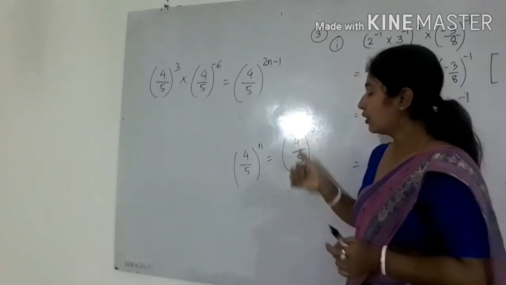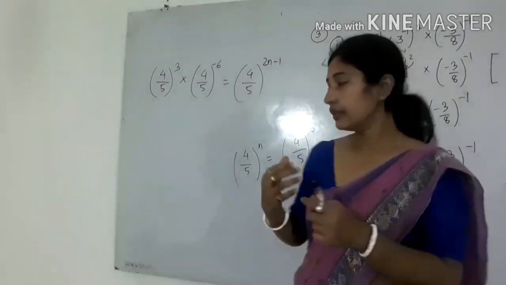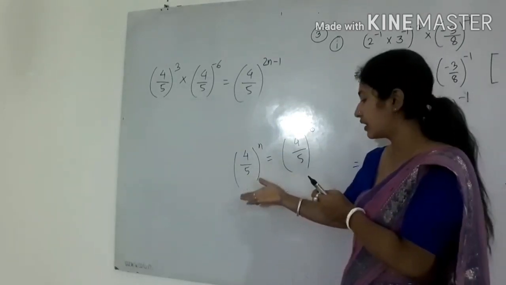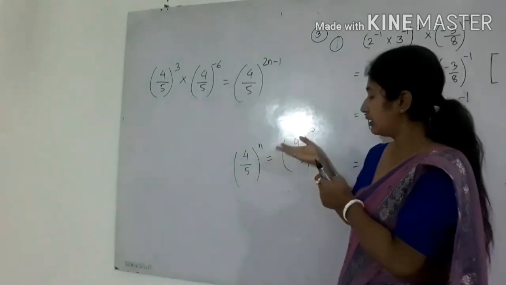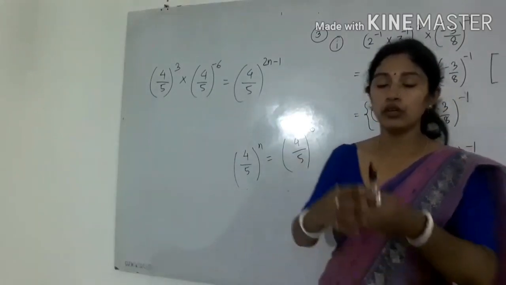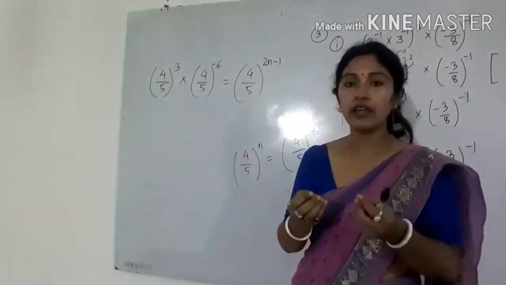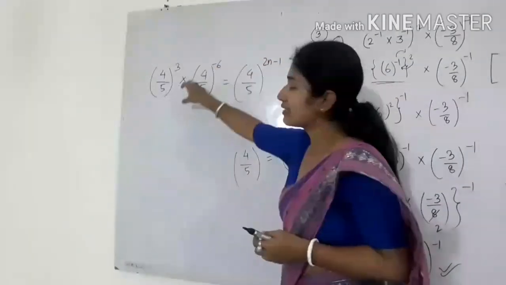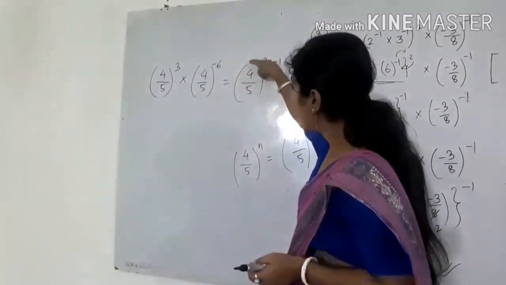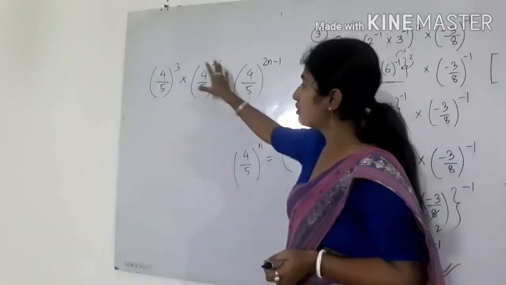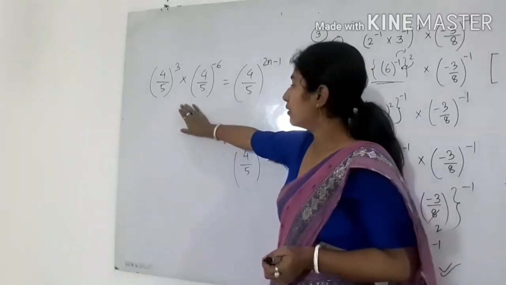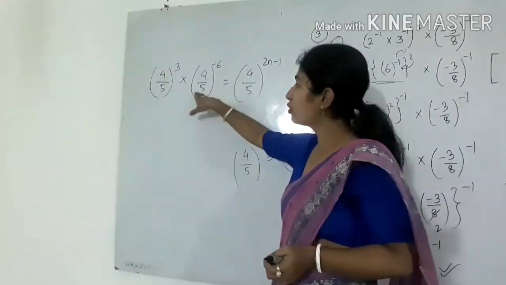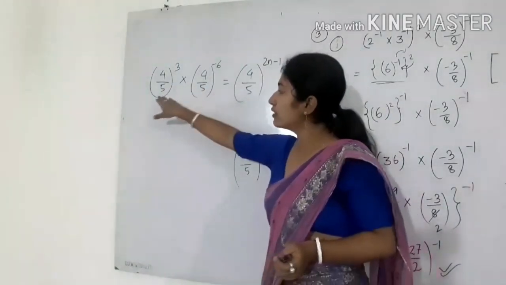6. So first of all, in this type of equation, see this is an equation because the equal to sign is present. So in this type of equation, first of all you have to simplify and you have to equalize the base. That means if the base 4 by 5 is present, you have to write 4 by 5 on the left hand side also. But see, on the left hand side there are two 4 by 5.